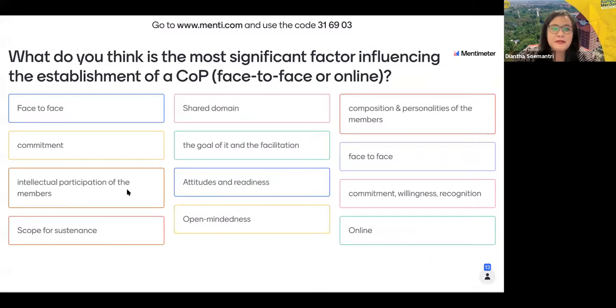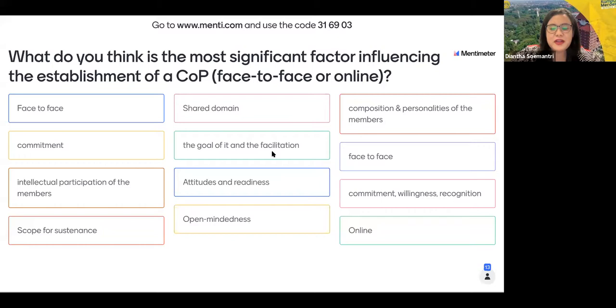Commitment of everyone. Intellectual participation is very important. When we go online, it's easy for us to share everything we think about something, and because it is continuous, there are no boundaries of time and space. We could easily be talking about something not related to our purpose, and we don't participate intellectually in the group. Thank you very much. Scope for sustenance, shared domain.